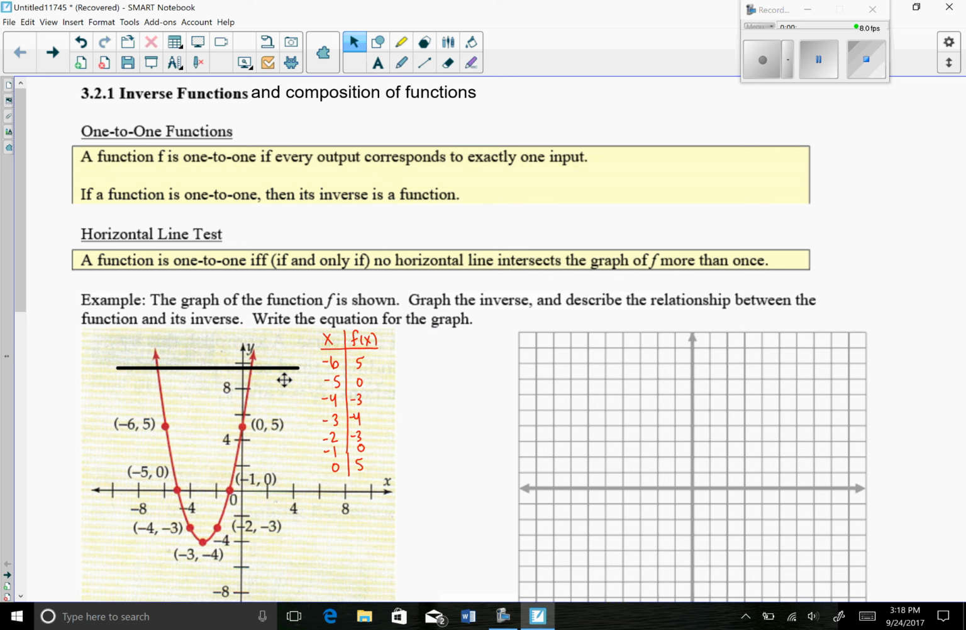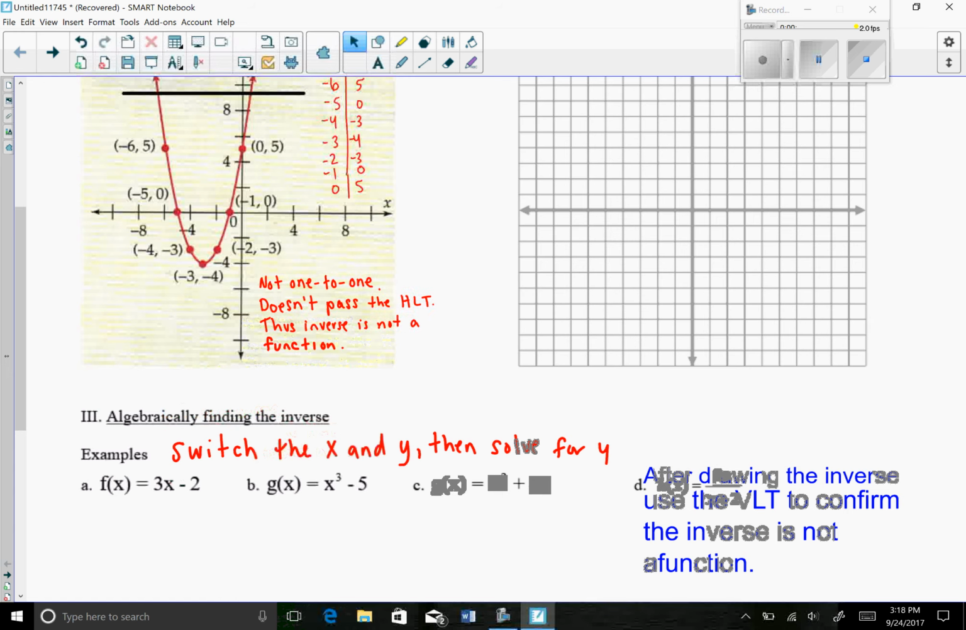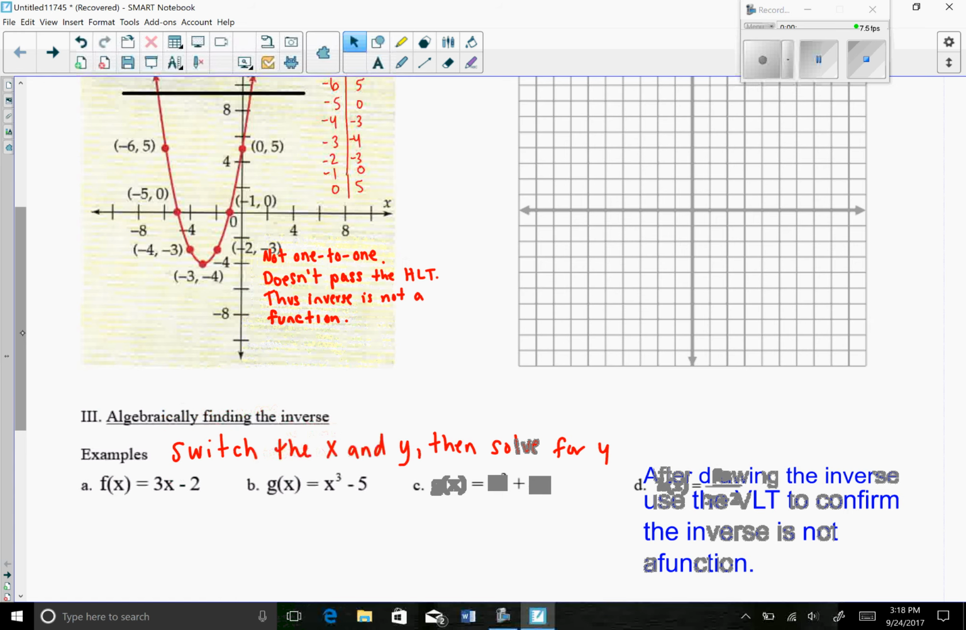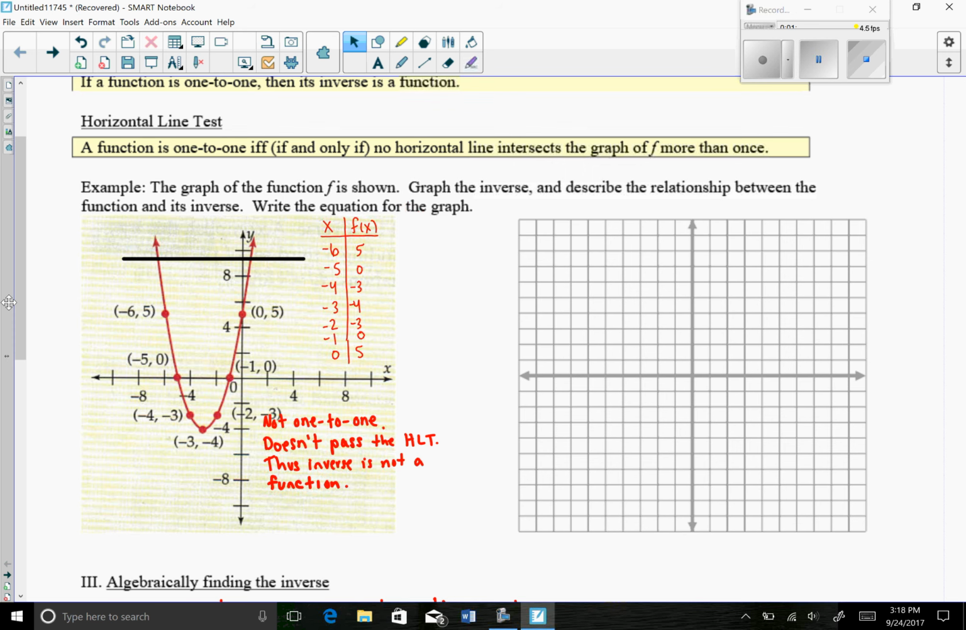So if you look at this horizontal line I drew in this first graph that we have, you can see that this does not pass the horizontal line test. Therefore, I know when I am going to graph the inverse that it is not going to be a function, because this problem says we want to graph the inverse, describe the relationship between the function and its inverse, and write the equation for the graph. So again, I know that this is not one-to-one, that it doesn't pass the horizontal line test, and thus the inverse is not going to be a function.